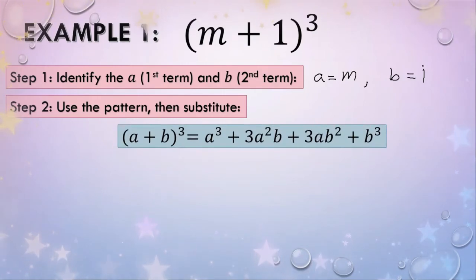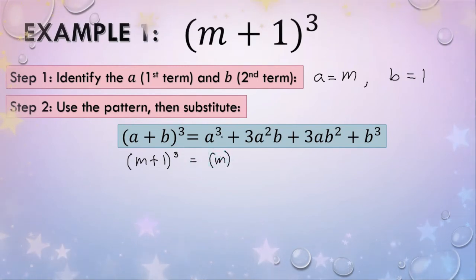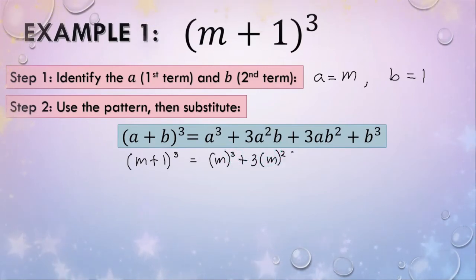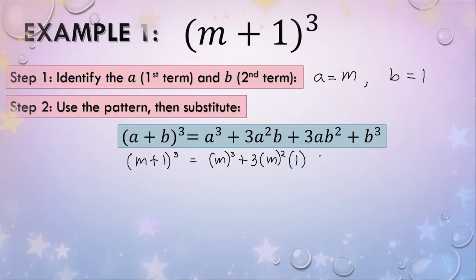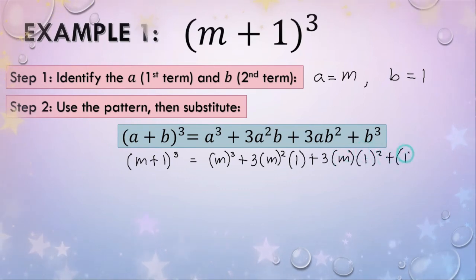Next step, you will use the pattern, then substitute. The pattern is this one. So, we're going to substitute the first and second term to the pattern. Our first term is m, so substitute m to a. Cubed plus 3m squared times the second term, which is 1, plus 3m, the second term, which is 1 again, plus 1 cubed.